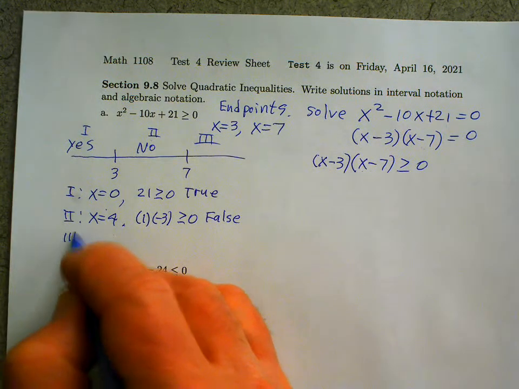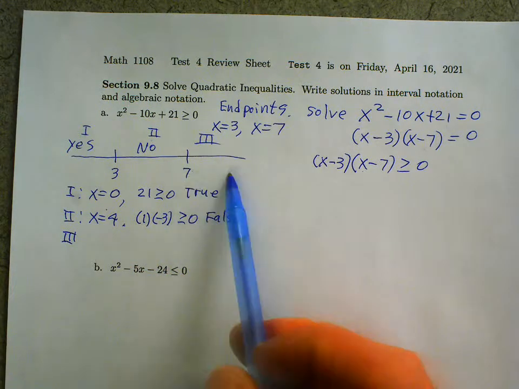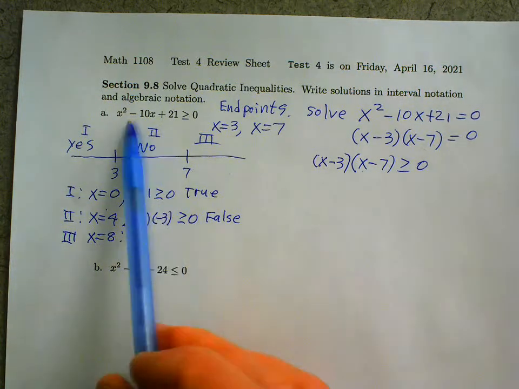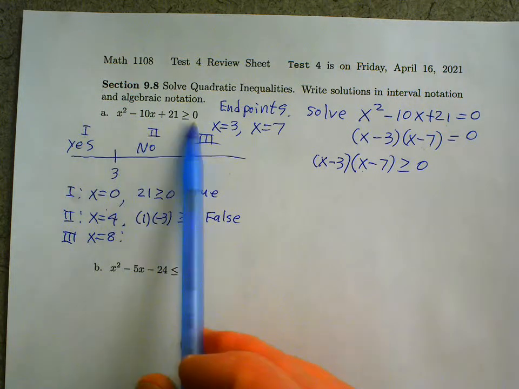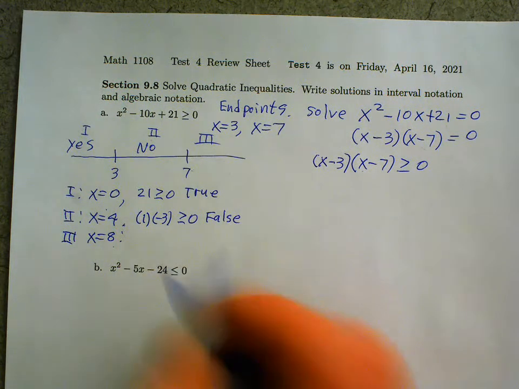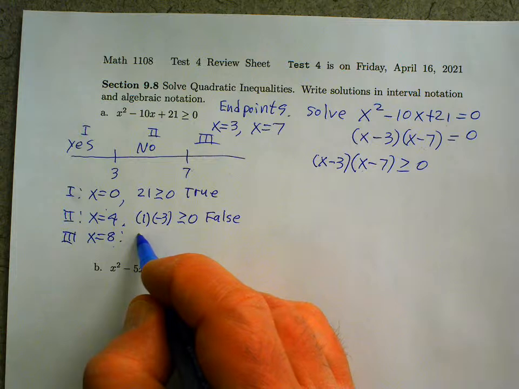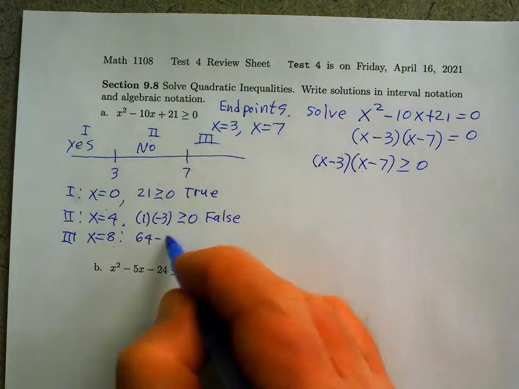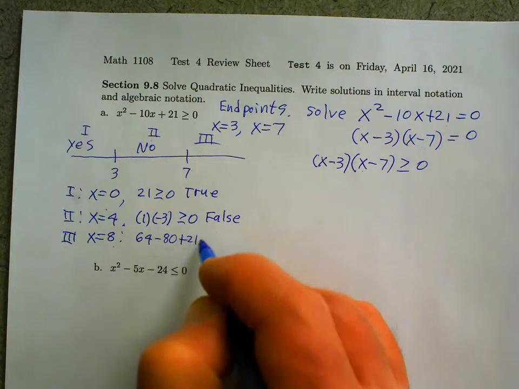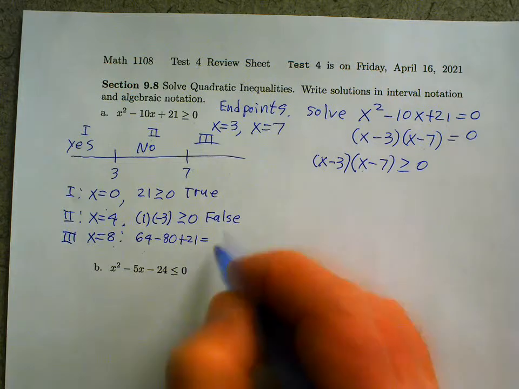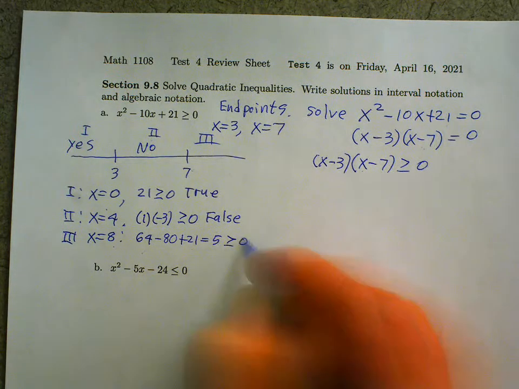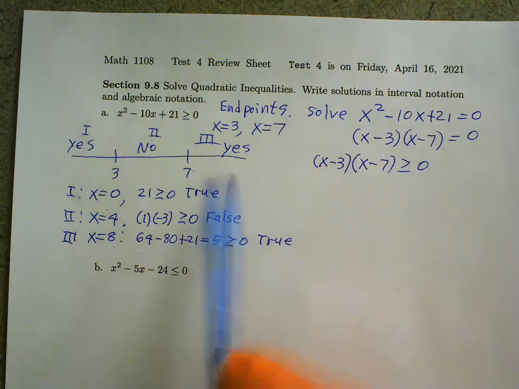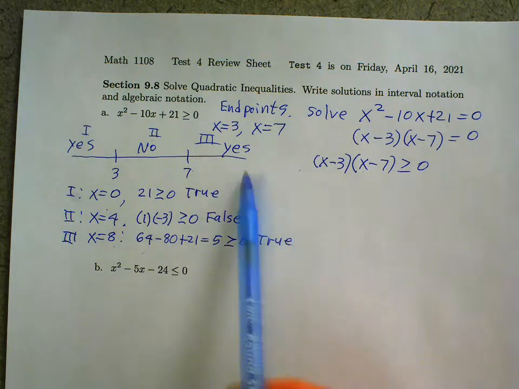And then in the third interval, pick any number greater than 7. So if we pick x to be 8, this time I'll use the original inequality, replace every x with 8. So we get 8 squared is 64, and then minus 10 times 8 is minus 80, and then plus 21. So negative 16 plus 21 is 5. 5 greater than or equal to 0 is true. So all of the numbers greater than 7 are solutions.